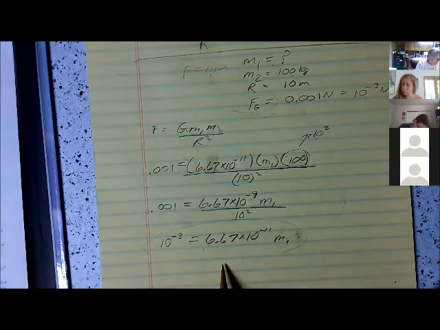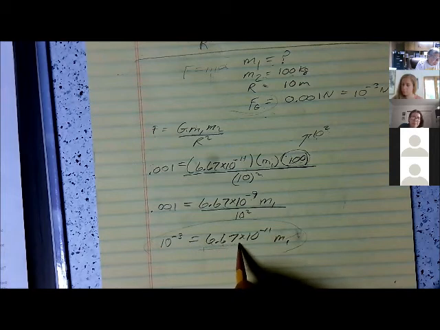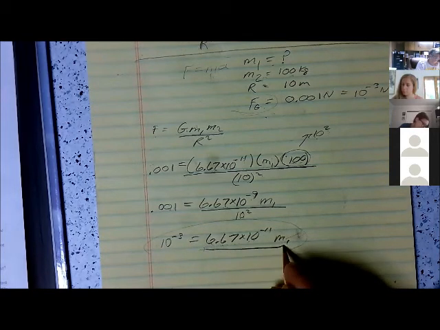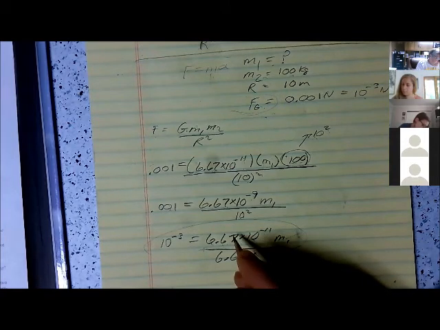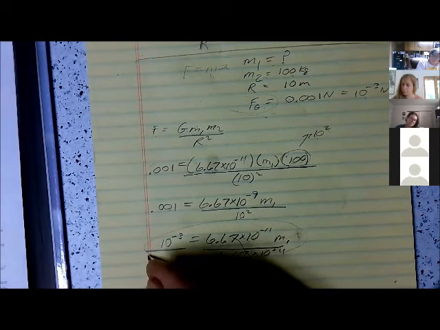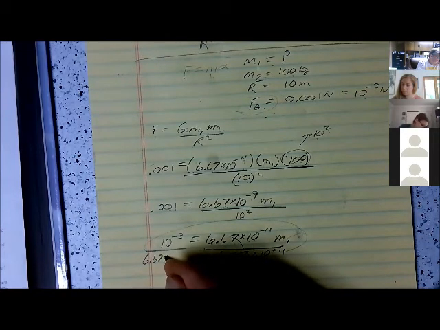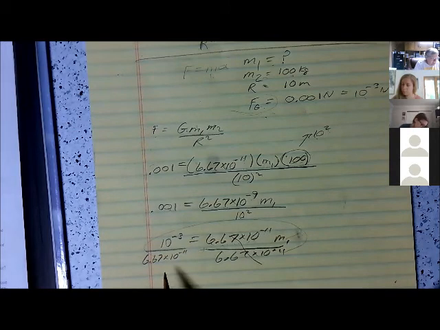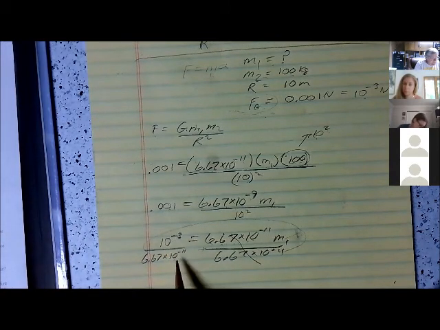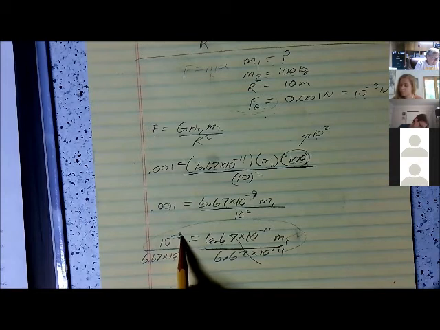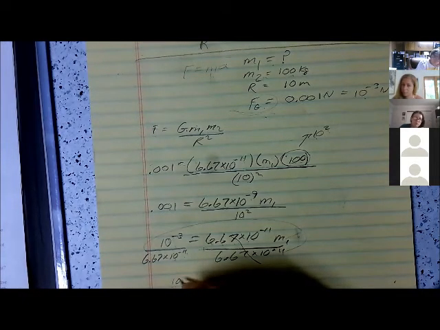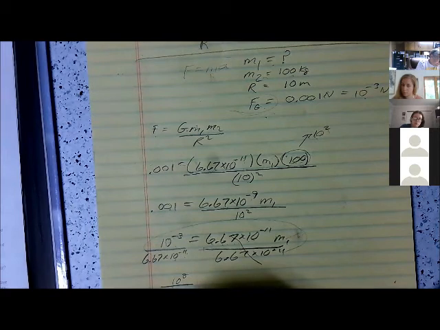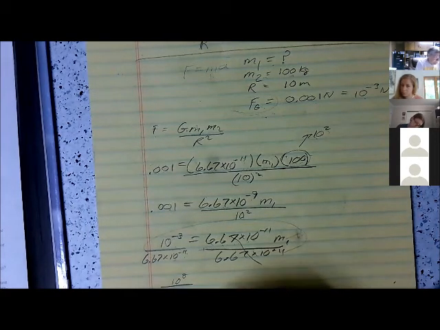So we're down to this. Now I have to divide both sides by 6.67 times 10 to the minus 11th. On this side that cancels. What I do to one side, I have to do to the other. So on the other side, 10 to the minus 3 divided by 10 to the minus 11. That's minus 3 minus a minus 11, or you can add 11. So minus 3 plus 11 is 8. So it's 10 to the 8th divided by 6.67. We have to do that on the calculator.